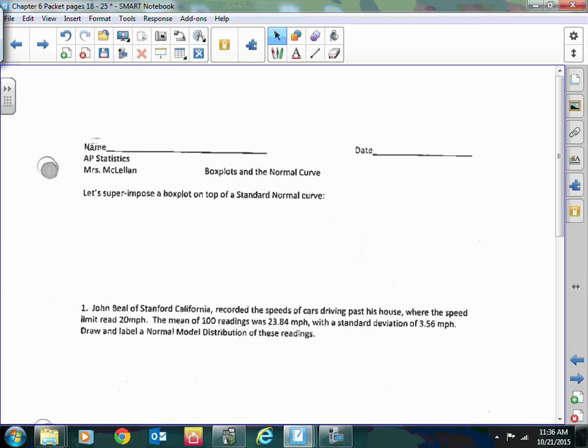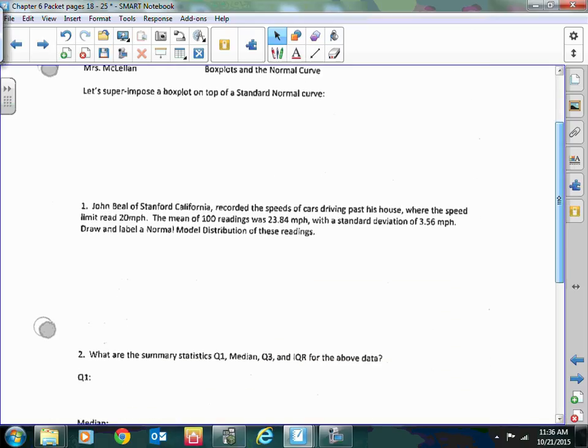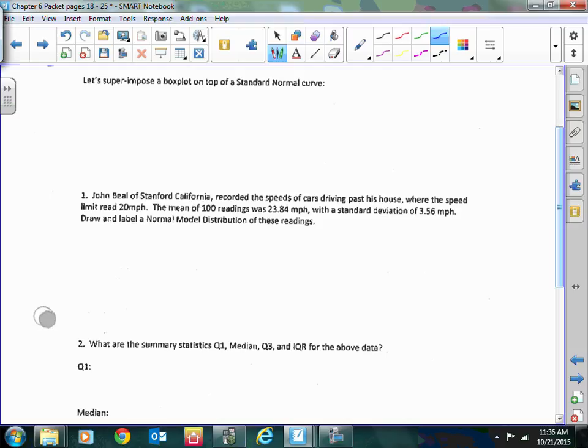Connect together for you something old with something new. This is page 24 in your packet. Okay. So we're going to connect together box plots and your normal curves. And so we're going to start by drawing a normal curve like this. And then we're going to put the z-scores in.